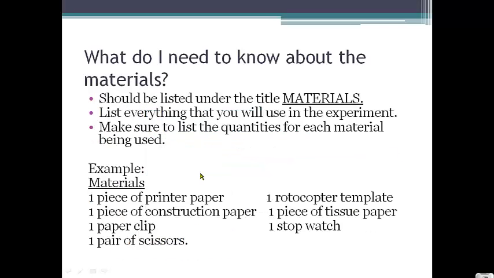After your variables, you need to list your materials. You need to list everything that you're going to use in the experiment and make sure you give the quantities for each material. You're going to put it under the title material. So again, in my example, I'm using 1 piece of printer paper, 1 piece of construction paper, 1 paper clip, 1 pair of scissors, 1 rotocopter template, 1 piece of tissue paper, and 1 stopwatch.